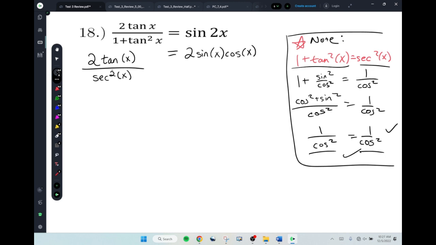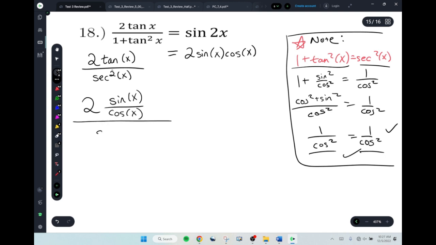So when we're allowed to use it here, how else can you write tangent? 2 sine of x over cosine of x, all over secant squared of x. Well, that just sends that cosine down to the bottom, yeah?